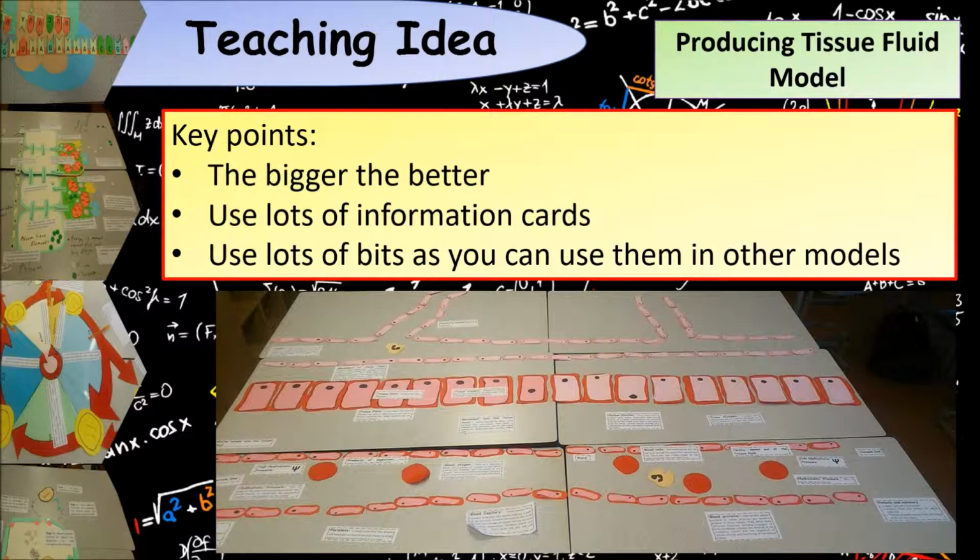Make sure that you've got loads and loads of information cards that students can use after, because there's lots to go through, and unless you've got it there in front of you, you run the risk of forgetting different bits. Secondly, make sure that you spread it out over loads of tables, the bigger the better. And thirdly, make sure that you're using lots of bits, because if you decide to use other modelling ideas, lots of the parts will be reusable in other models.